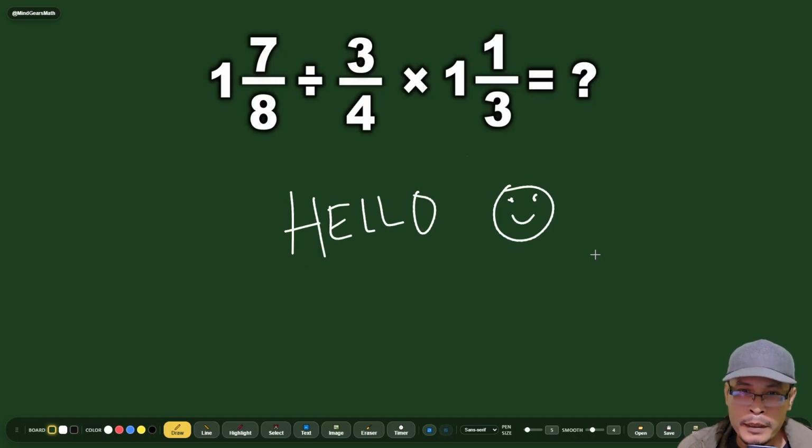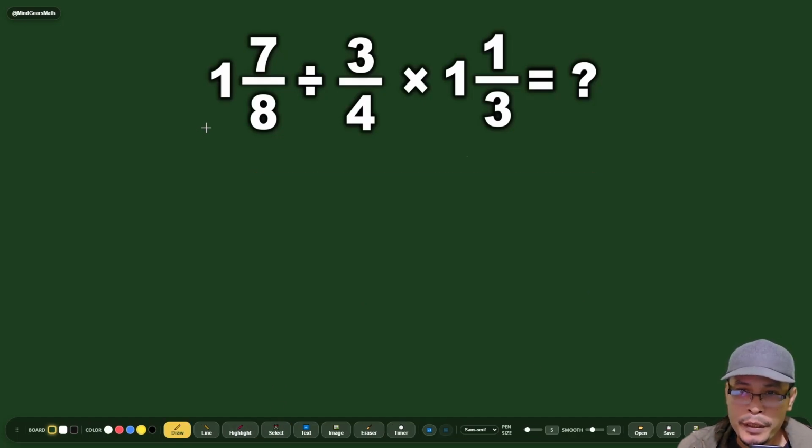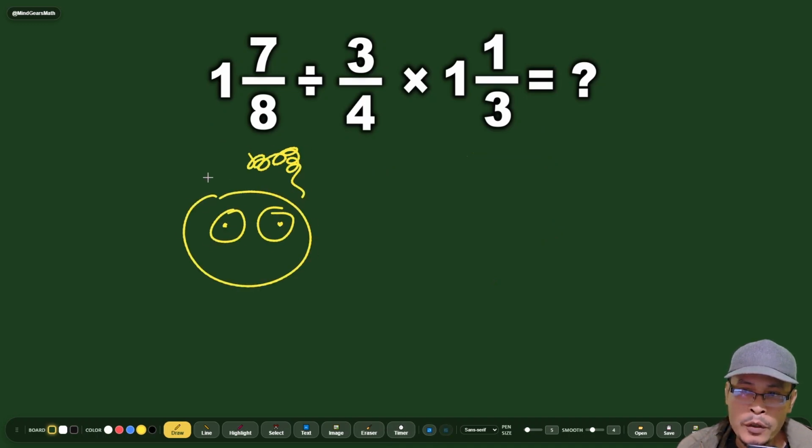Hello and welcome back. On the board today, 1 and 7 over 8 divided by 3/4 multiplied by 1 and 1/3. We all know someone who gets completely stuck on fraction chains like this.